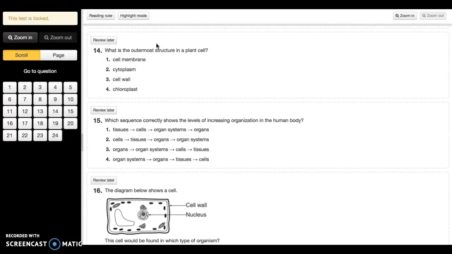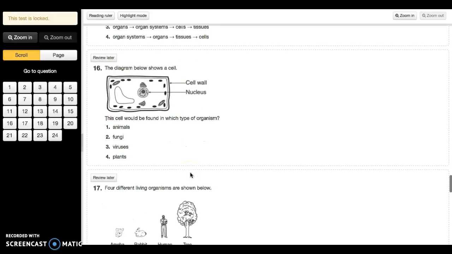Okay, it talks about increasing organization. So you start off at the smallest, which is the cell. The cells together are tissues, and then the tissues form organs, and then the organ systems are what we talked about. The organ systems are the endocrine and digestive and things like that. So the organ systems are the largest and the cells are the smallest.